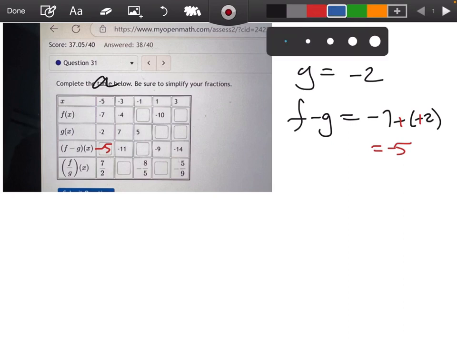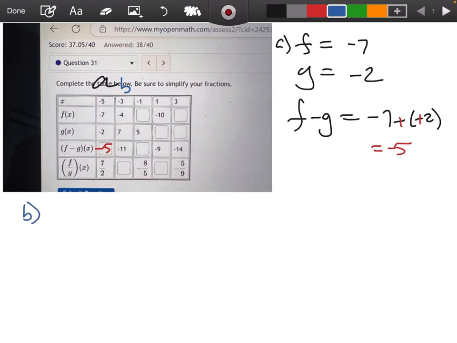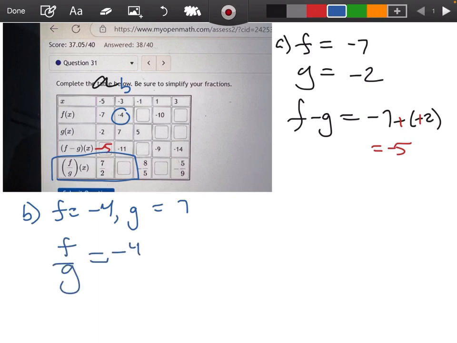Now, let's call this part B. So in part B, what do we know? We know that the value of f is -4. We know the value of g is -7. We need to figure out this part. So we need to figure out what is f divided by g. So, -4/7, and that is what I'm going to put right there.